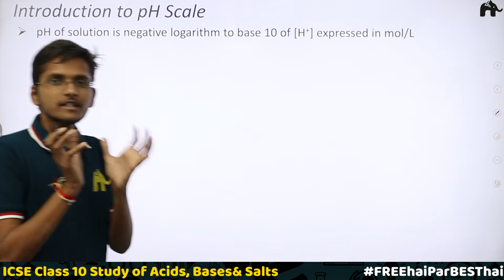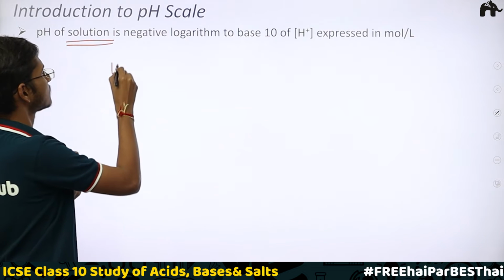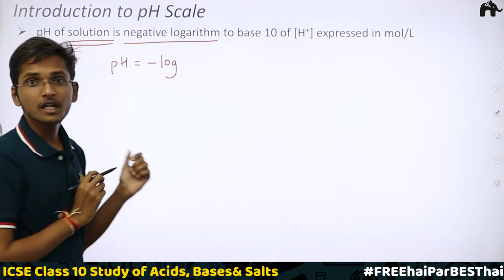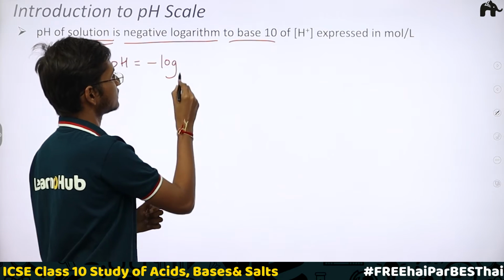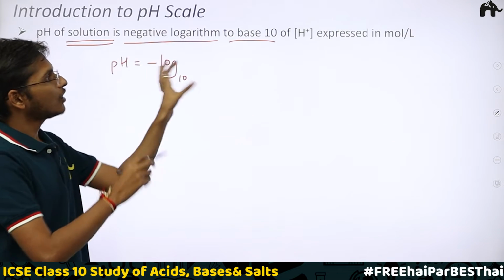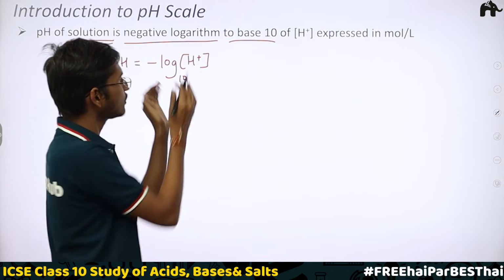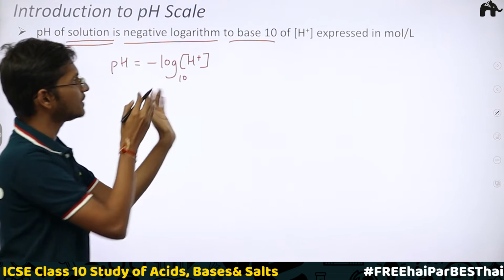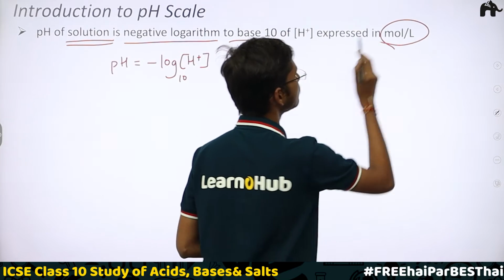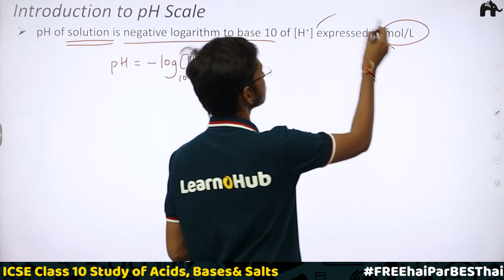Now what is actually the pH of a solution then? The pH of a solution is simply the negative logarithm to base 10. We write it this way: we write 10 at the base of the log, of the hydrogen ions concentration. So pH is the negative logarithm to the base 10 of the hydrogen ions concentration, which is expressed in moles per liter. Moles per liter is the unit for expressing concentration.